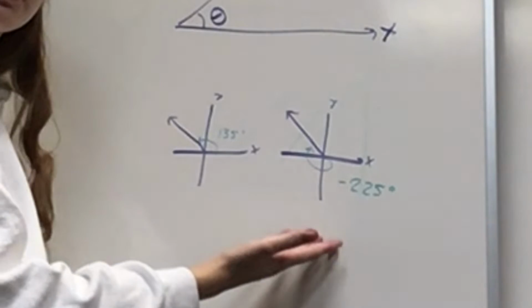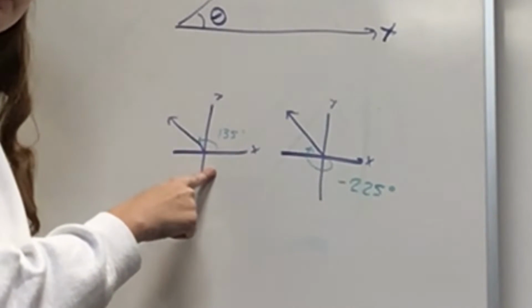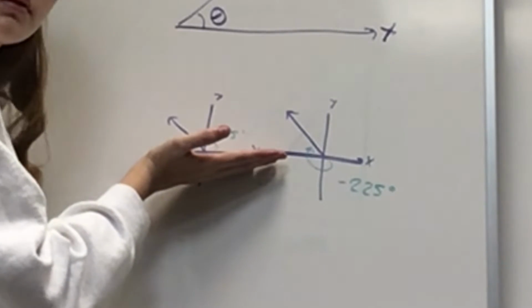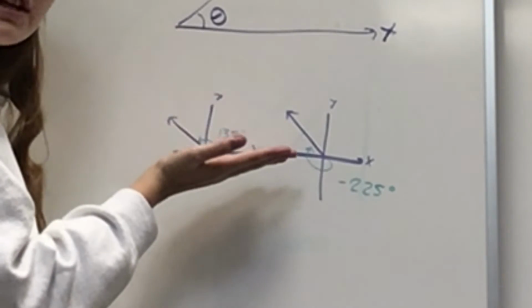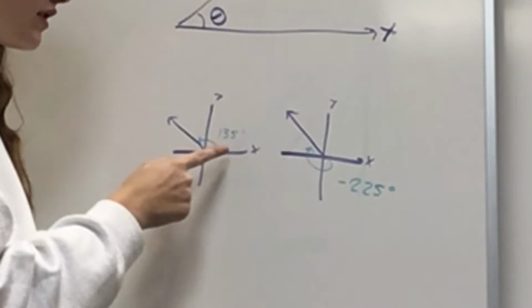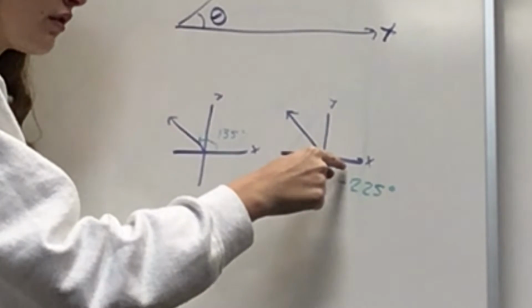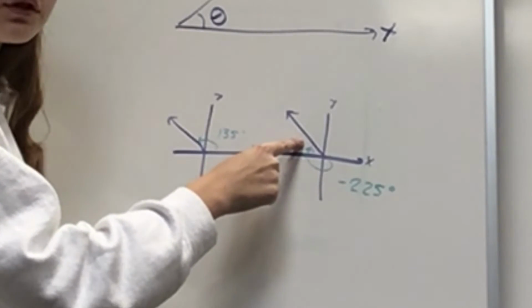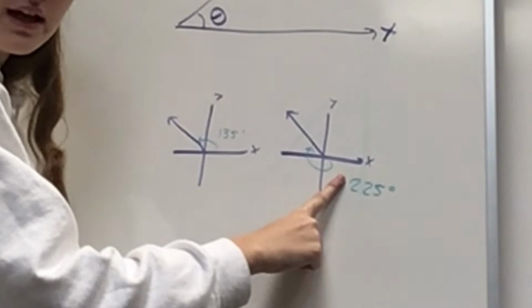Looking at these two coordinate planes here, this is a positive angle and this is a negative angle, because this one goes from the initial side to the terminal side in a counterclockwise rotation. If it goes counterclockwise, then it's positive. If it goes clockwise, then it's negative. This one goes counterclockwise and is 135 degrees, and this one goes clockwise the other way and is negative 225 degrees. They're the same angle, but this one is positive and this one is negative.